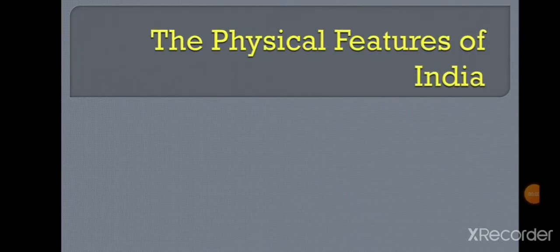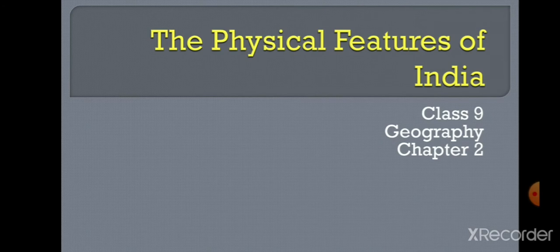Everyone, now we are going to continue our chapter, and we were discussing the physical features of India, which is the second chapter of class nine's book. And in this video, we are going to discuss the rest of the peninsular plateau. We haven't discussed Western Ghat and Eastern Ghat, and we will also discuss Aravali, island groups, desert and coastal area. In this video, we are going to cover all these topics.